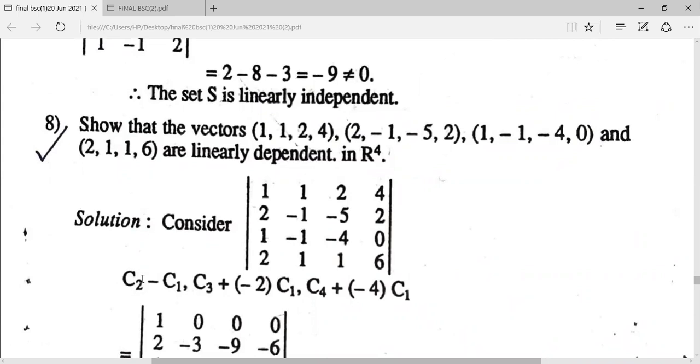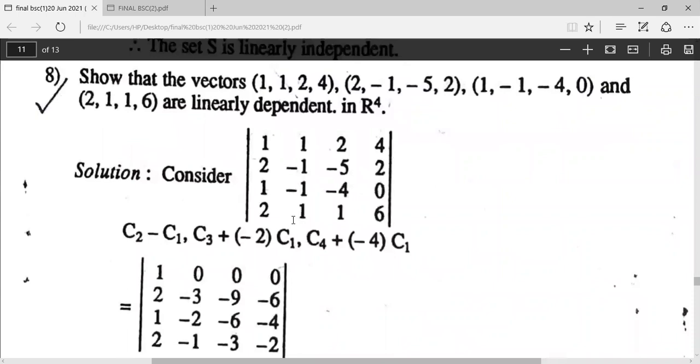What is that column operation? Second column minus first column. Enter that in the second column. You will get C2 minus C1. Next, C3 minus 2C1, that is third column minus 2 times the first column elements. Lastly, C4 minus 4C1, that is fourth column minus 4 times the first column, C1.